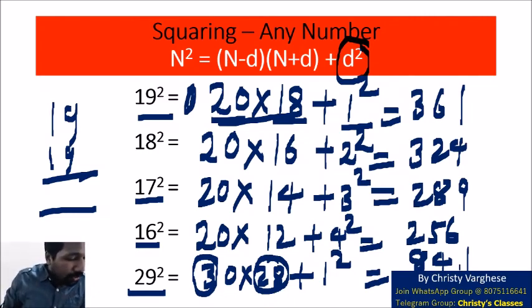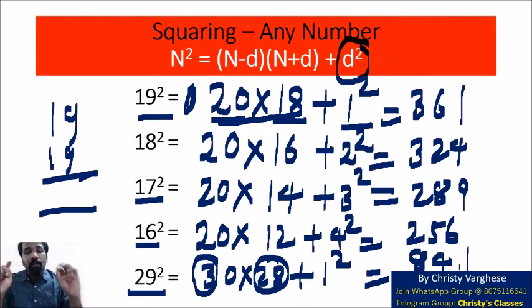Okay, very good. All of you are doing very well and posting the answers very fast. Wonderful. So now we will go for bigger values. Now we just tried with smaller numbers, but for smaller numbers, what I have taught you earlier is faster than this.